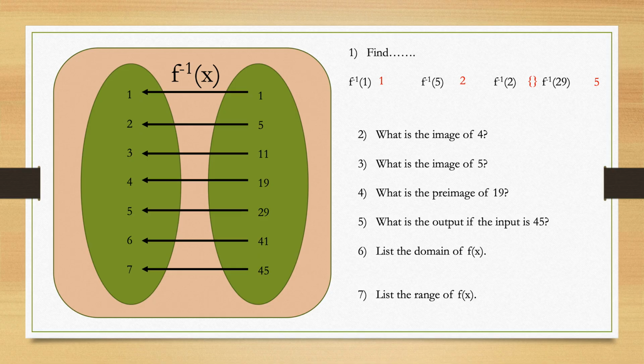So what's the image of 4? There is none. There's no 4 to have an image of here. What about the image of 5? Well, that would be 2. What about the pre-image of 19? Uh-oh, I hope I didn't put 4 down here. I think I did. The pre-image of 19, there is no pre-image of 19 because 19 is in the domain. So that should say none. That was my beta test that I missed. That's what I get for keeping the old question.